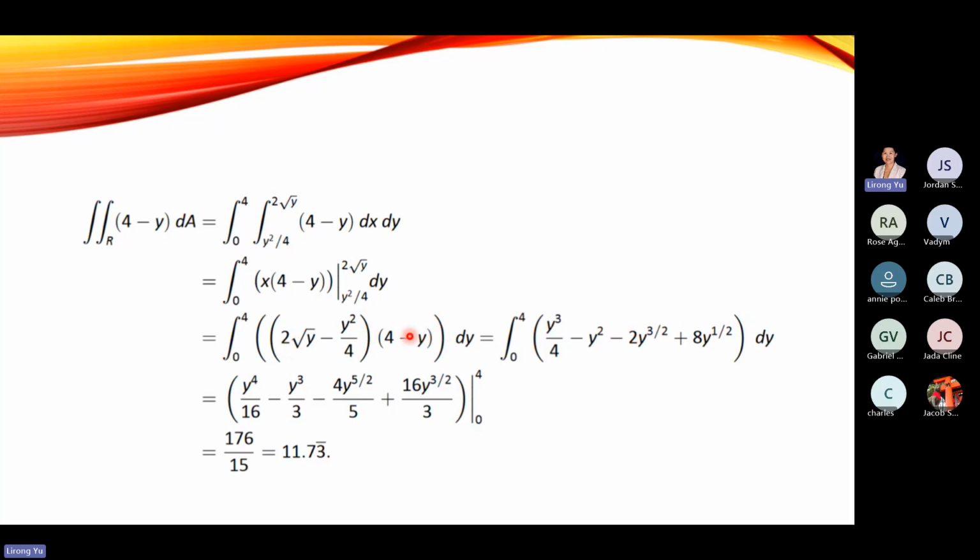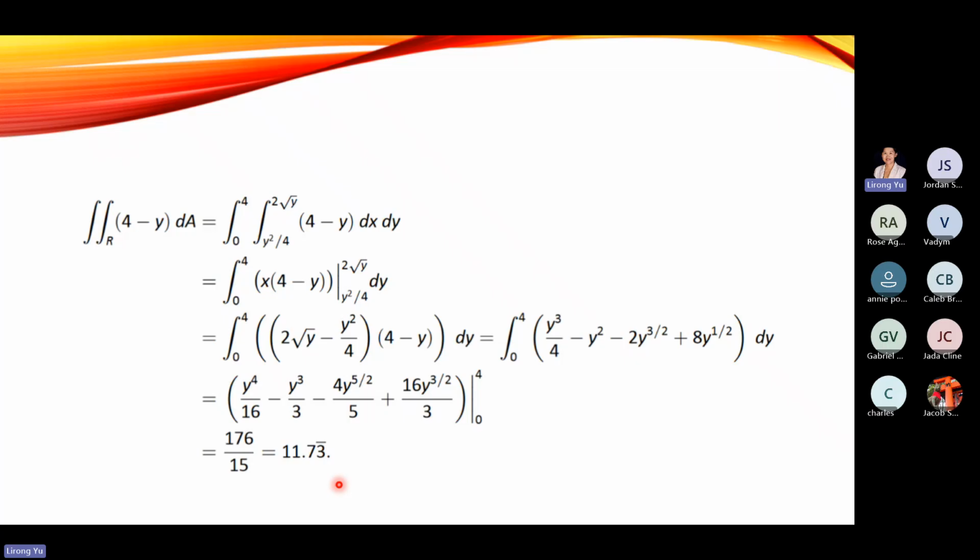And then 2 times the negative y will be negative 2. So that's the power form of the function of y. Then you apply the power rule for each term. Apply the power rule with the antiderivative and plug in 4, which will be the final answer. So these are all the steps to finish the calculation of this question.